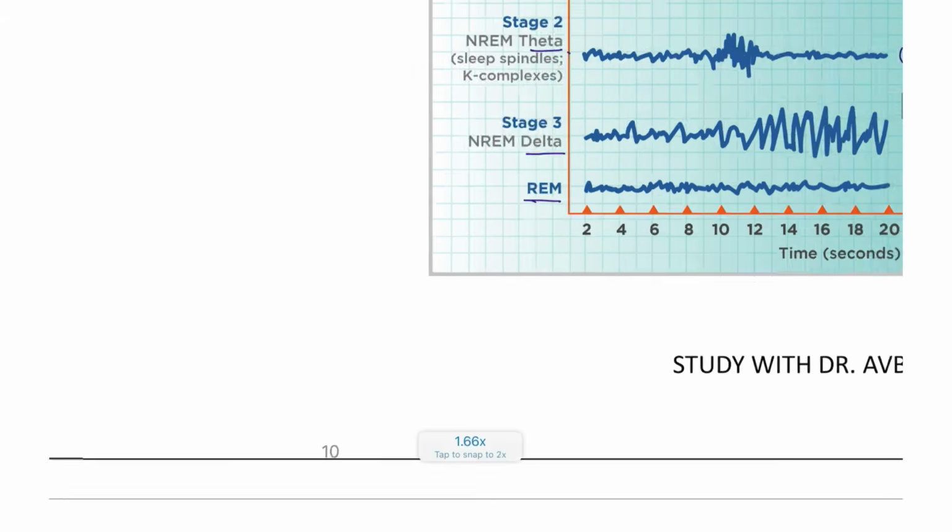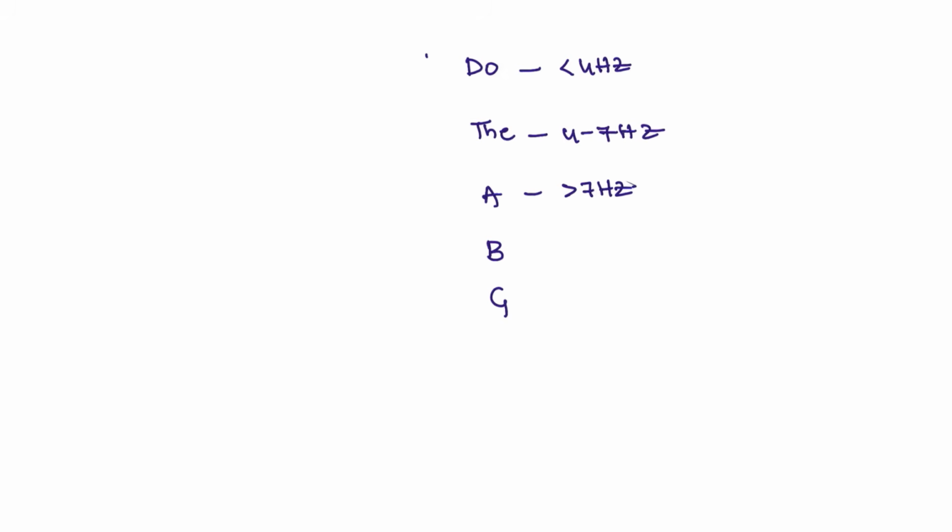How does this have to be remembered? Remember with the mnemonic, do the ABG. So delta waves less than 4 Hertz, theta waves 4 to 7 Hertz, right? And next more than 7 Hertz, which will be alpha, and the beta, which will be around 20 Hertz, and 60 plus Hertz, that is seen with the gamma.